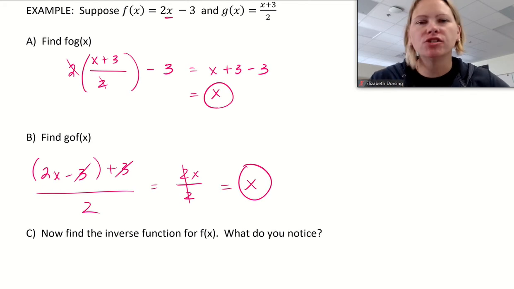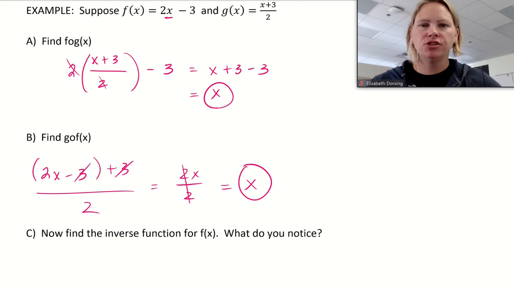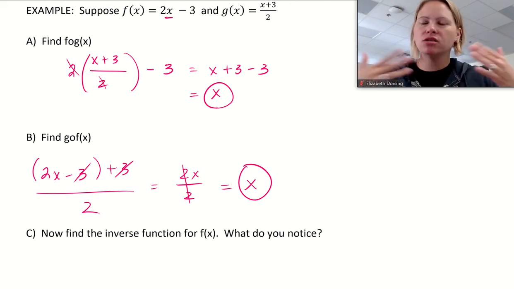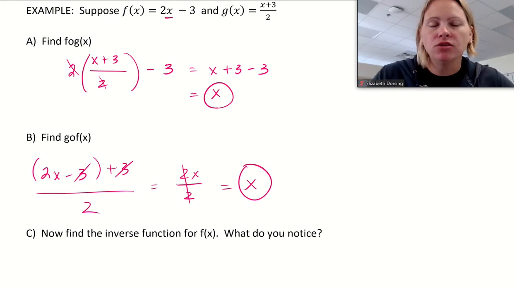We also refer to inverse operations in mathematics. So we say, you know, multiplication has an inverse operation of division, or addition and subtraction are inverse operations. And the reason we call them inverses is because they undo each other. And really that's what's happening here.